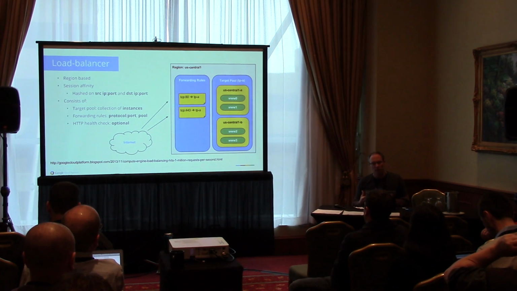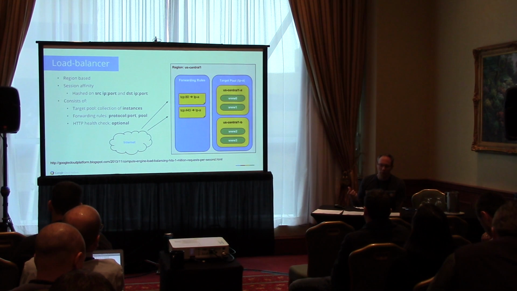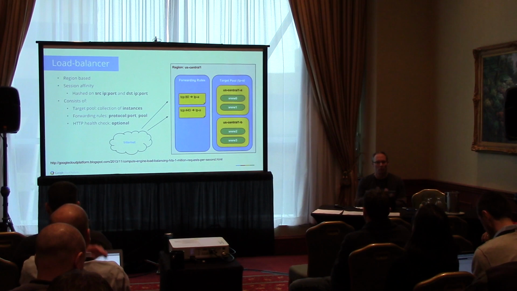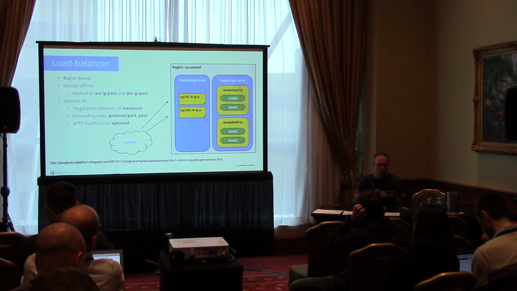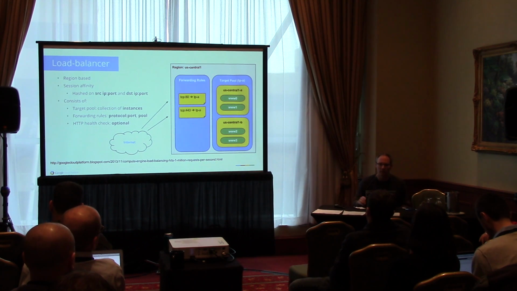A load balancer consists of three sort of resource objects. There's a target pool, which is your collection of instances. And then you have a forwarding rule, which basically says, for what protocols and ports do you want to forward to what target pool. There's also an optional HTTP health check. So if you wanted to see whether or not your services were up and running, you can create a separate health check, and it'll just do HTTP checks on that. And if it gets a 200, it assumes the instance is OK.